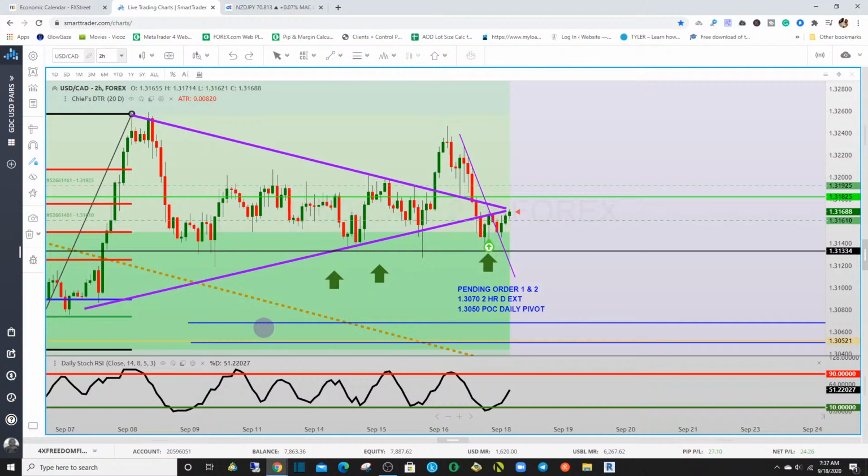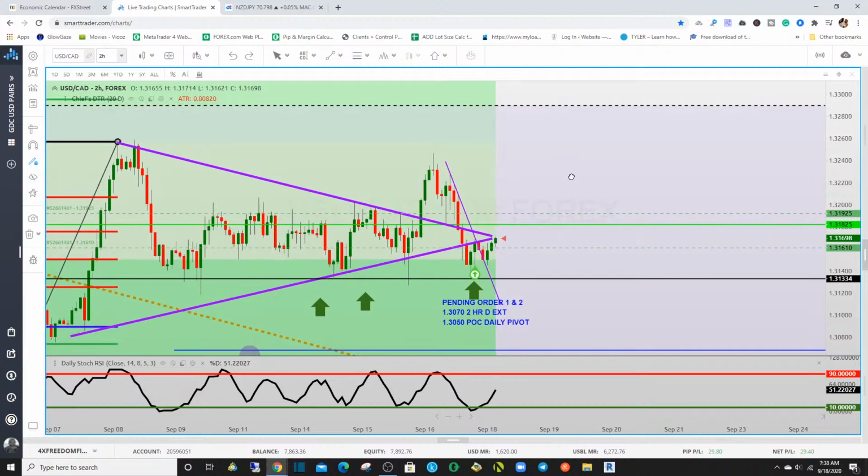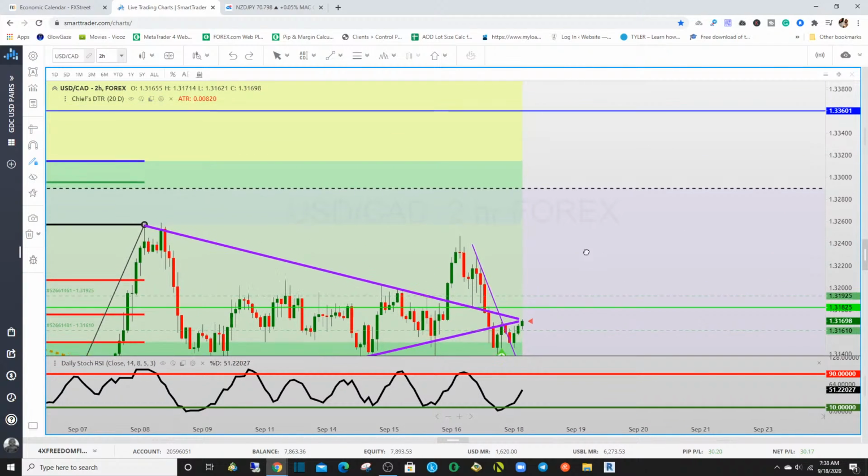From that market buy, I would look at placing my stop below 1.3030, and then after that, there's a couple positions that you could get out at.